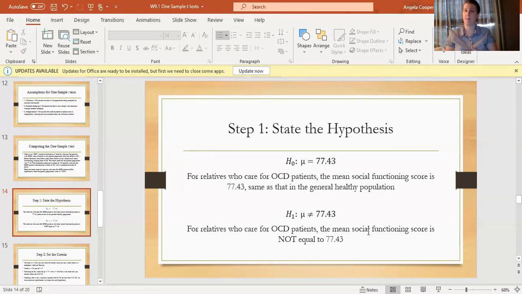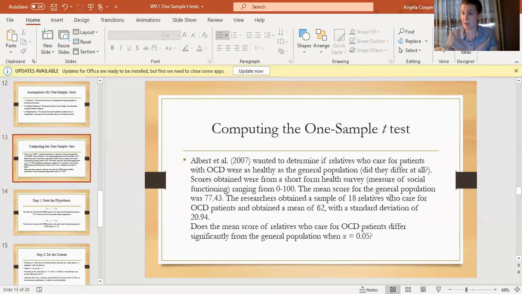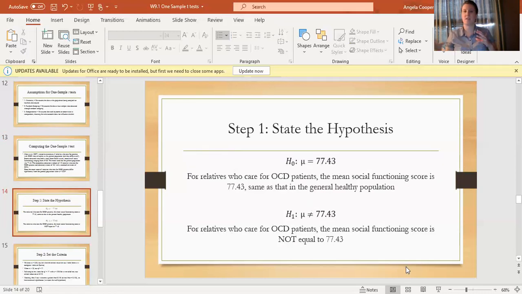Now the alternative hypothesis, since we have it mentioned: do they differ at all? Are they significantly different? It didn't mention any direction. It didn't say whether relatives who care for OCD patients are greater than the general population or less than the general population. It's just, do they differ? They don't really make a direction as to higher or lower.